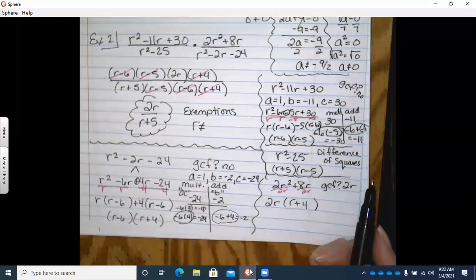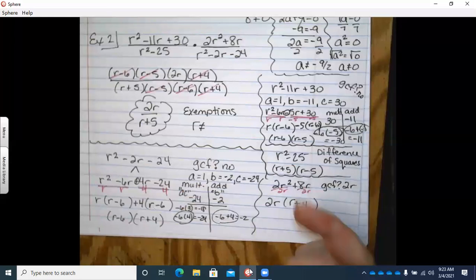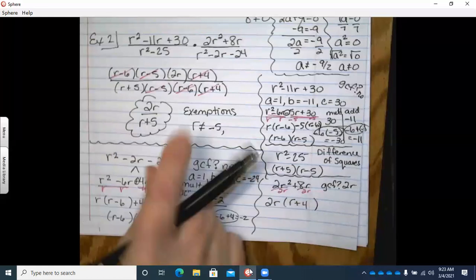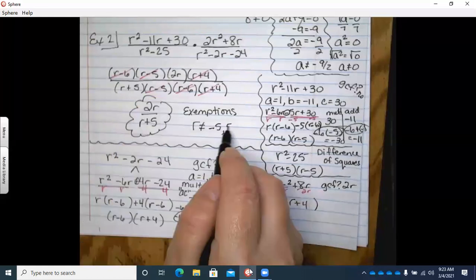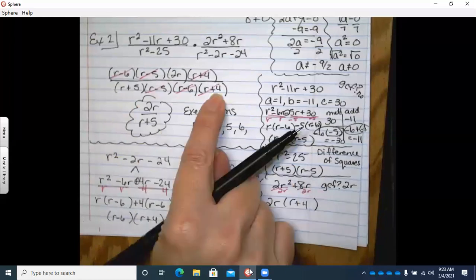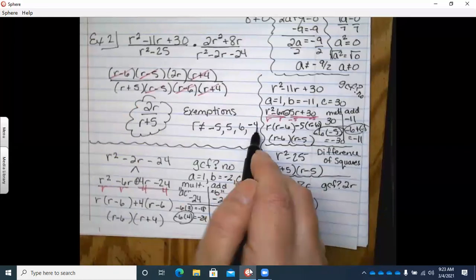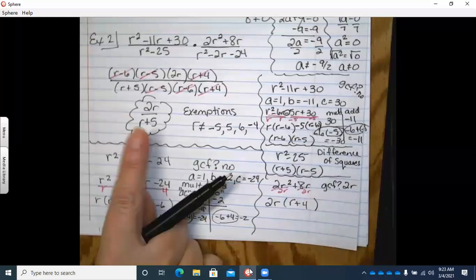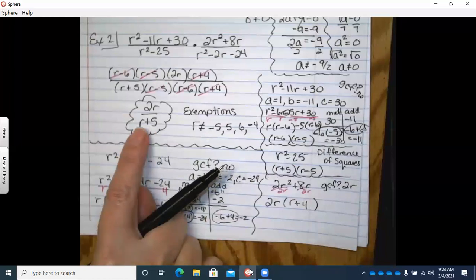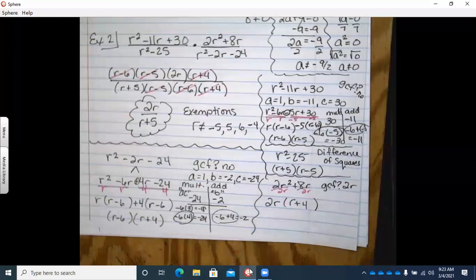These denominators look a little easier to figure out because your coefficients are 1 on all of them. So for r plus 5, what would my restriction be? Negative 5, because negative 5 plus 5 is 0. We don't want 0. For r minus 5, what would your restriction be? Positive 5. For r minus 6, positive 6, because 6 minus 6 is 0. And for r plus 4, negative 4. So that means that this is true as long as you don't substitute in a value for r that's positive 5, negative 5, positive 6, or negative 4. Because if it's one of those, then this is not true.